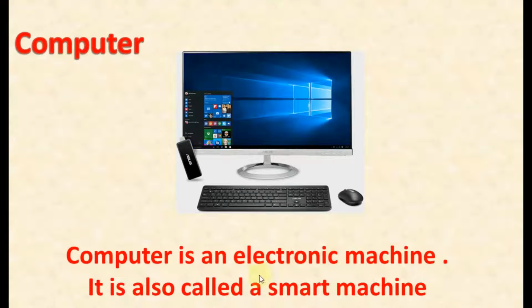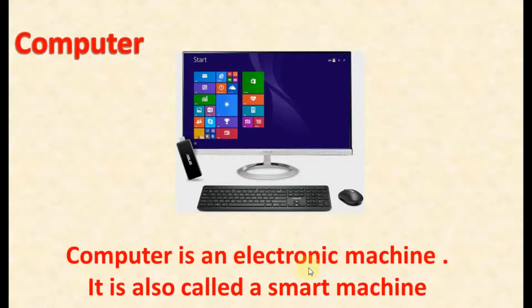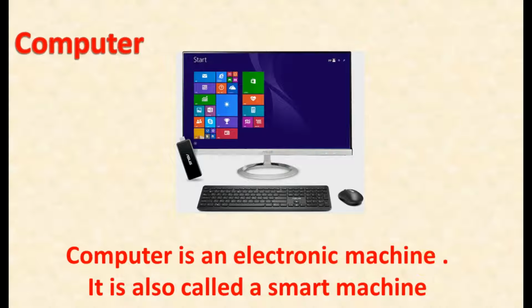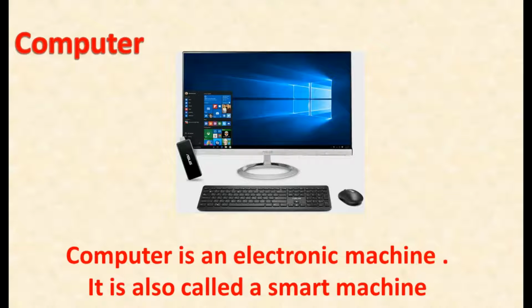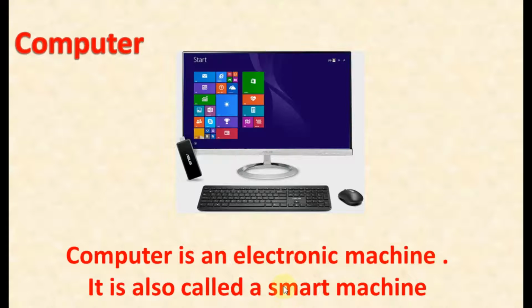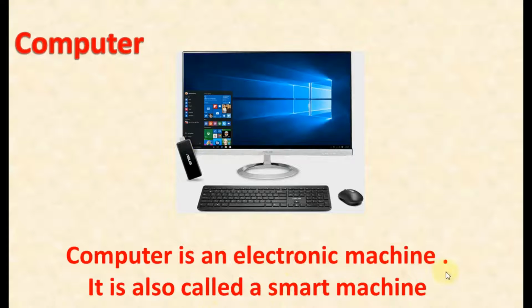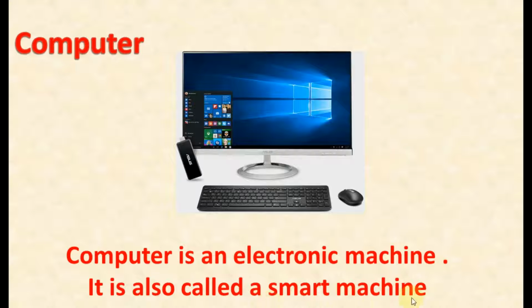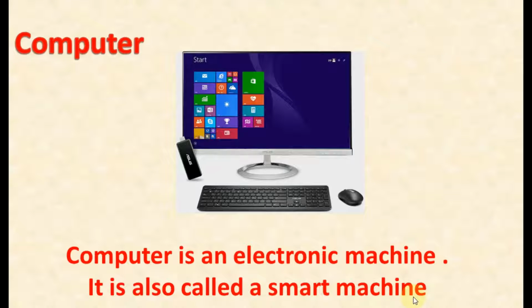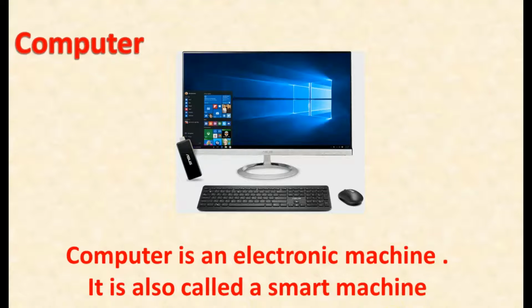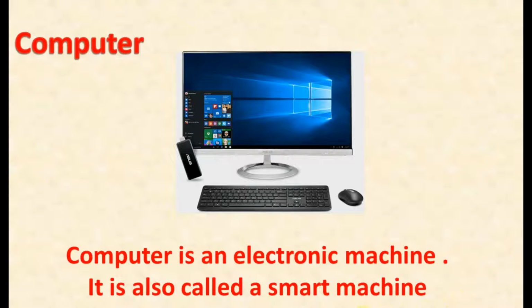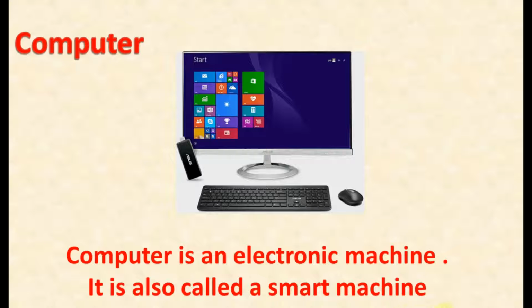Computer. You know, a computer is an electronic machine. Why is it called so? Because it gets energy from electricity for working. It is also called a smart machine. Smart in the sense it does calculations at a faster rate. It is a modern invention.